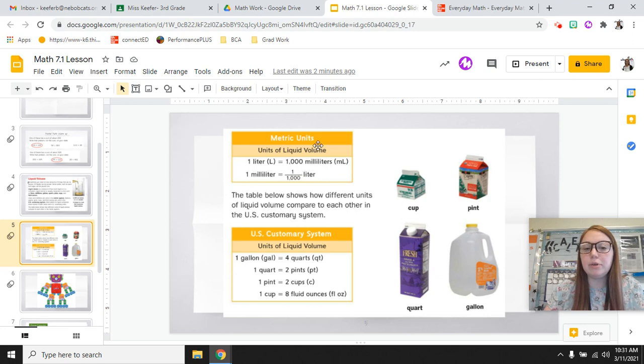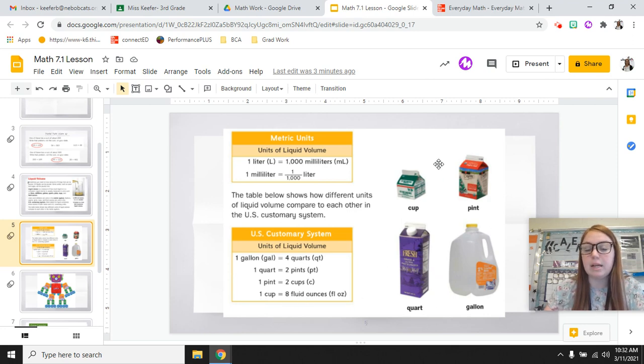So milliliters is a smaller unit than liters. This is showing metric units, and this is showing the U.S. system. Metric units, like I said before, are liters and milliliters. So 1 liter equals 1,000 milliliters, and 1 milliliter is the smaller unit. The table below shows how different units of liquid volume compare to each other. So 1 gallon is 4 quarts, 1 quart is 2 pints, 1 pint is 2 cups, and 1 cup is 8 fluid ounces.